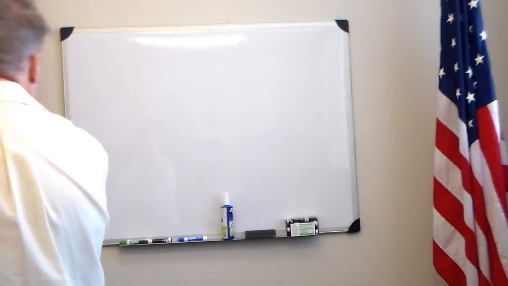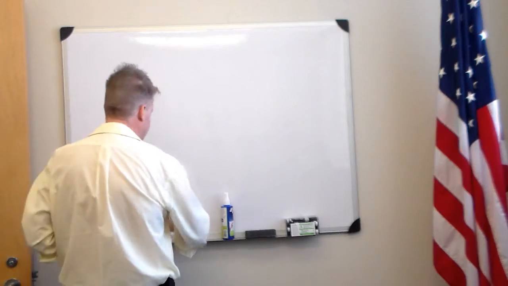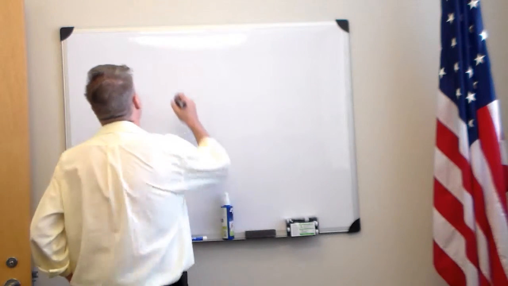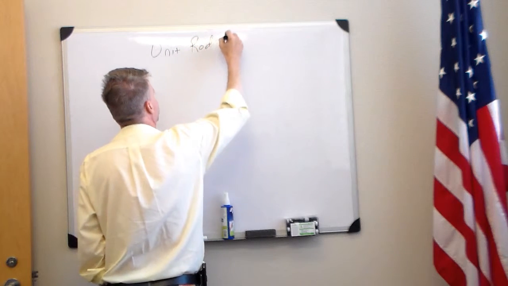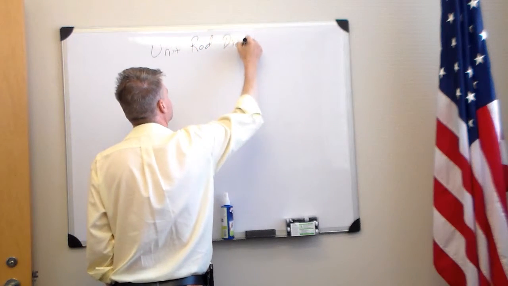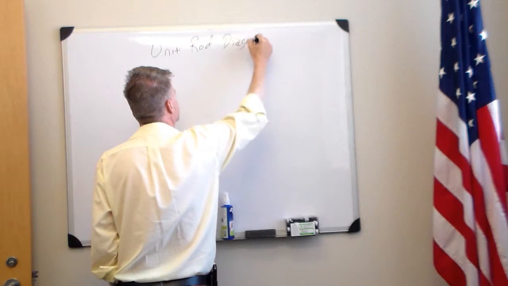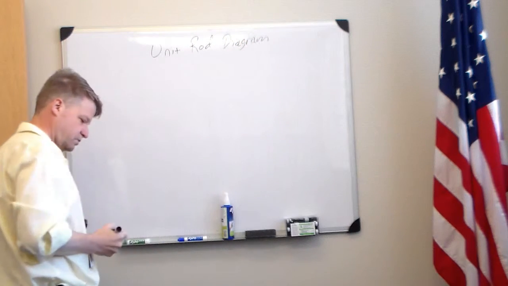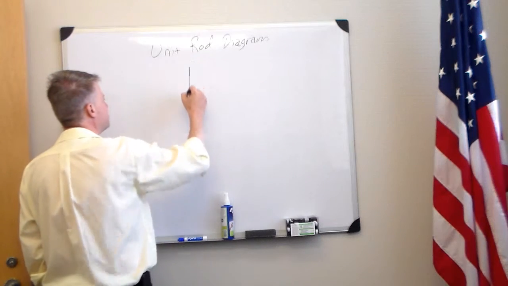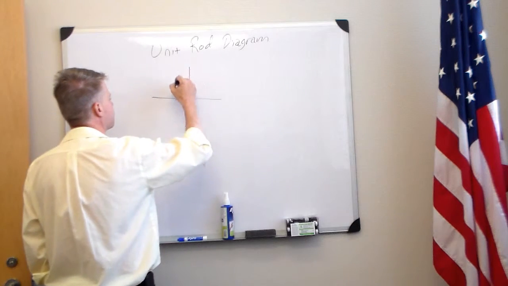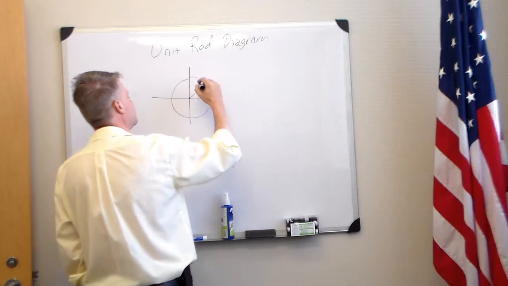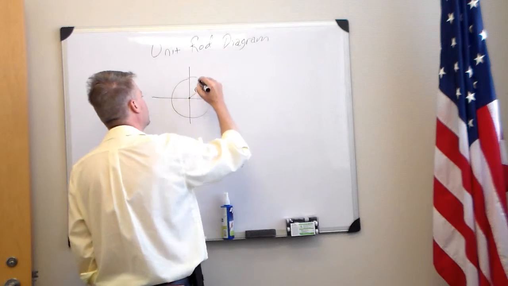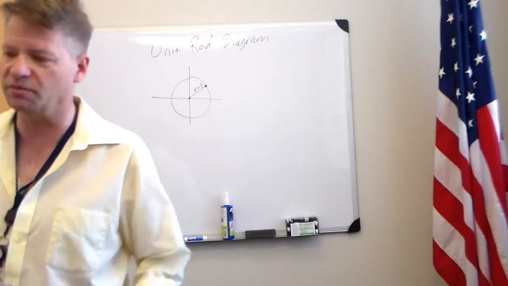Okay. Let's talk about, first of all, the unit rod diagram, which is where chapter 7 starts. The unit rod diagram is a circle with radius 1. That's where the term unit comes from.